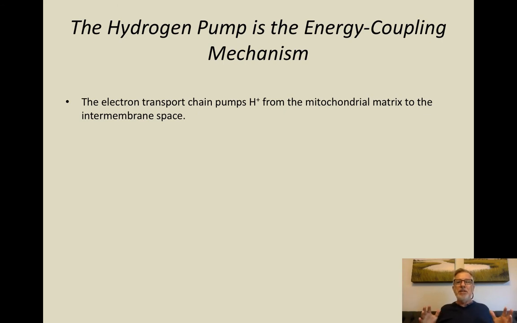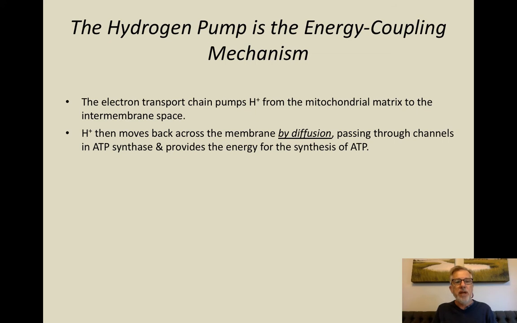The hydrogen pump is basically the mechanism that couples the energy loss from the electrons with the synthesis of ATP. So here's what happens. The electron transport chain pumps hydrogen ions from the inner compartment, the mitochondrial matrix, to the intermembrane space. The H plus then moves back across the membrane by diffusion, passing through channels in the ATP synthase enzyme. And as it passes through those channels, it provides the energy for the synthesis of ATP.